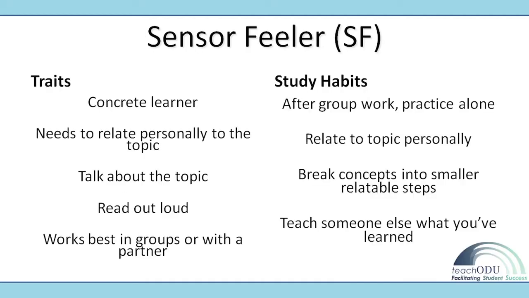Sensor feeler, this is me. These are your social kids in your class. They're the ones who participate regularly. They will come up when they speak to you. They'll come up in a group at the end of class. They are active in discussions. They need to relate personally to the topic because they like to talk it out and they like to teach concepts to the class. So they do like to read out loud.